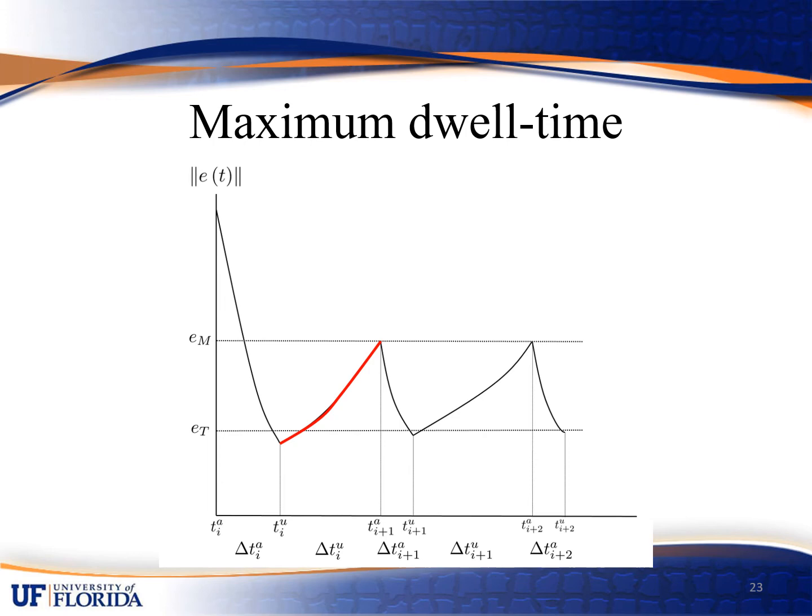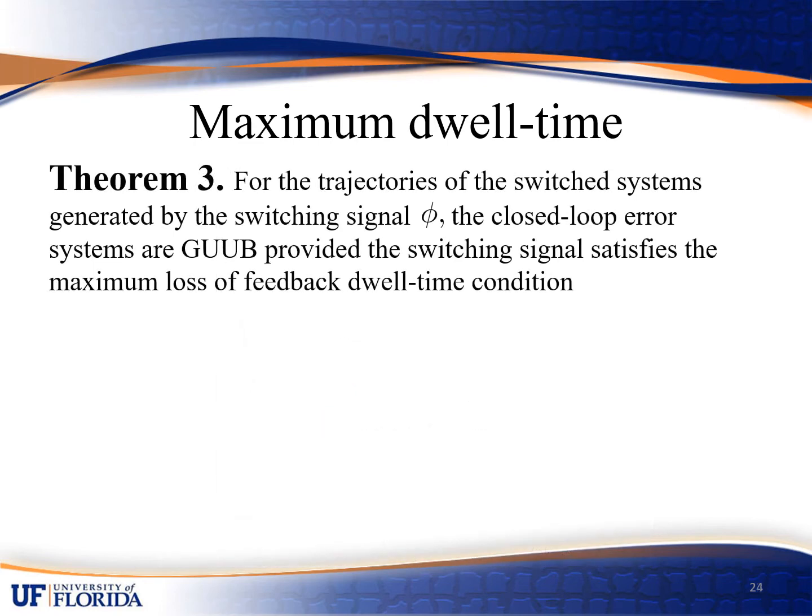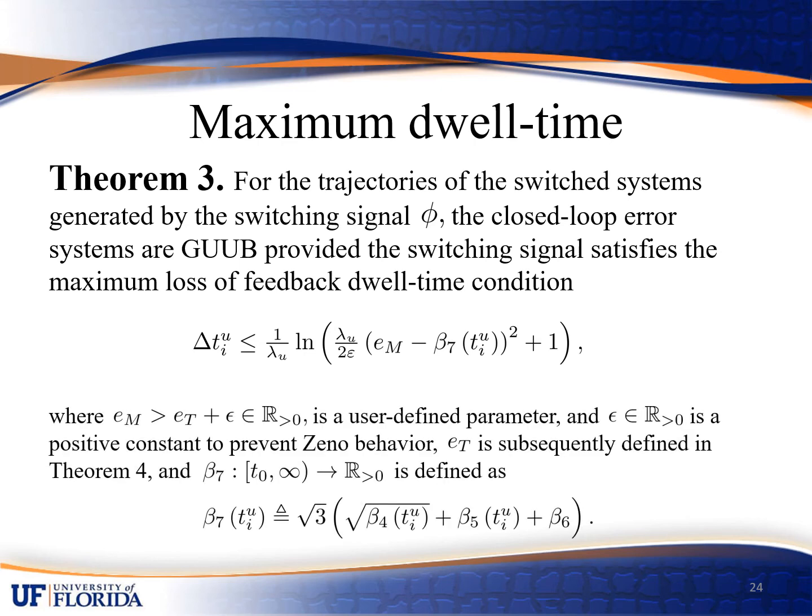Before going to the third theorem of the paper, I want to introduce a definition of maximum dwell time. A maximum dwell time indicates the maximum time an agent can operate without state feedback. As shown in the figure, the red solid line represents the maximum dwell time in between the time instances TIU and TI plus 1A. And Theorem 3 shows the maximum time the agent can explore outside of the state feedback regions. Both EM and ET are user-defined parameters.